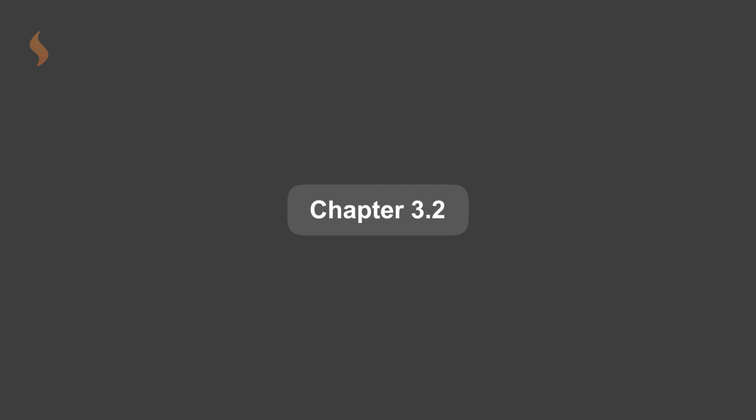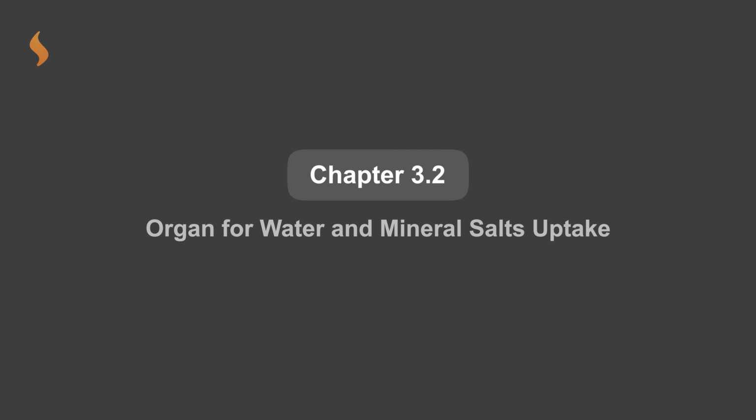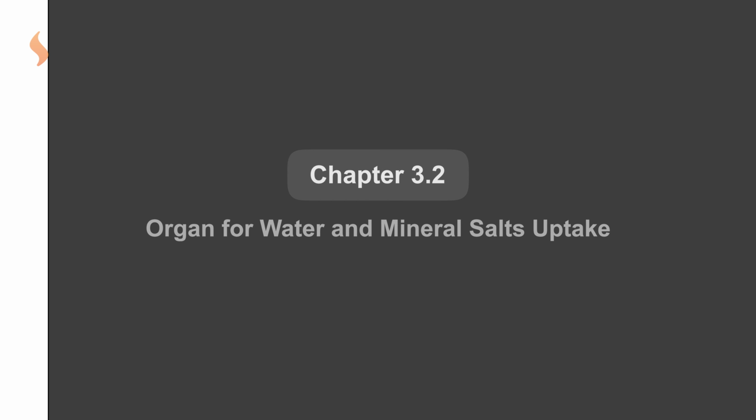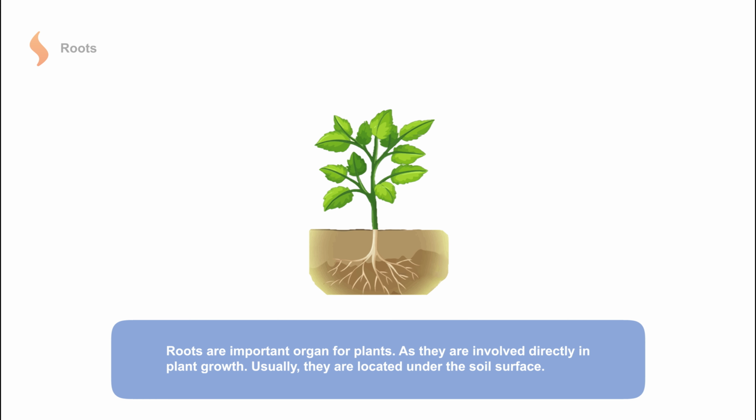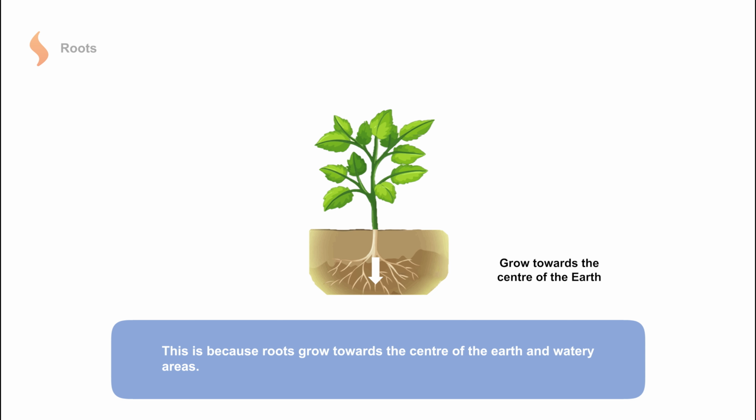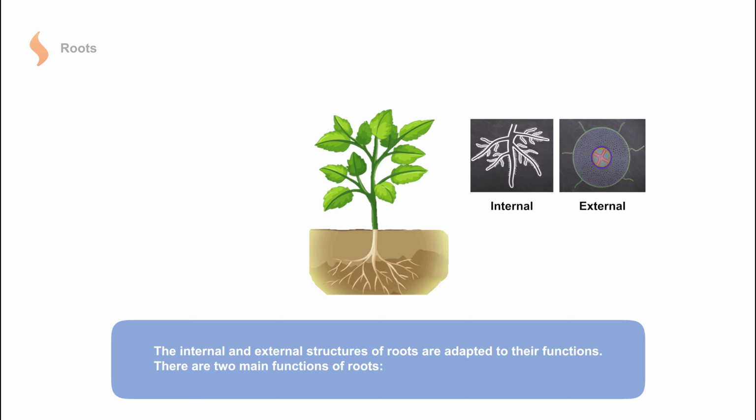In Chapter 3.2, we are going to discuss the organ for water and mineral salts uptake. Roots are an important organ for plants, as they are involved directly in plant growth. Usually, they are located under the soil surface. This is because roots grow towards the center of the earth and watery areas. The internal and external structures of roots are adapted to their functions.